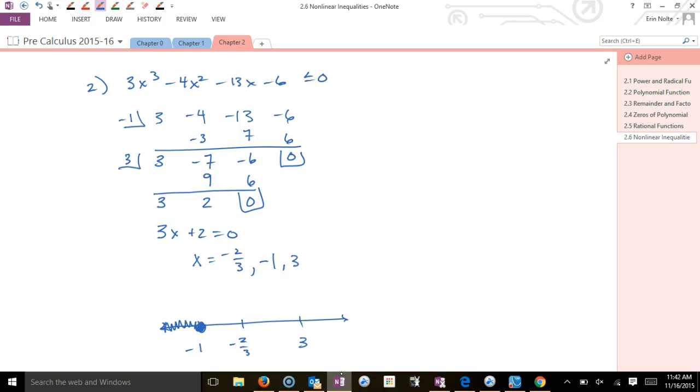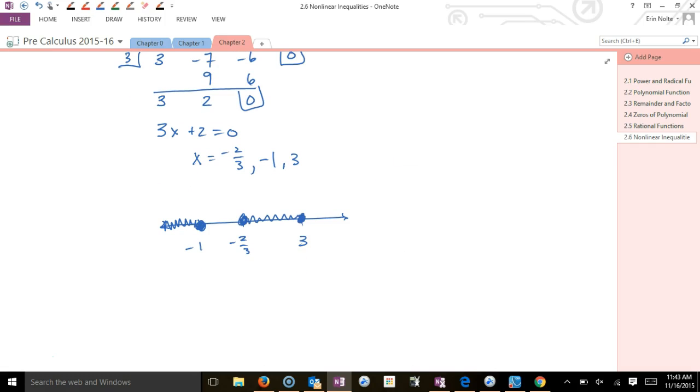If we plug in a number between -2/3 and 3, let's say 0. Okay, so if I plug 0 in, I have -6 is less than or equal to 0. Is that a solution? Yes. So it exists between them. So again, we include the values. And if I plug 4 in, okay, hold on. Okay, so since that is not in our solution interval, I don't include 4 as an answer. Okay, so what I have right here is my solution.